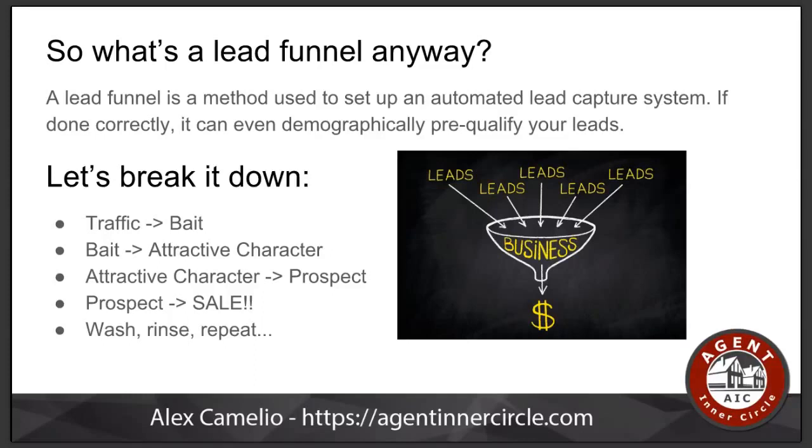Once you've captured them through bait, you want to walk through what's called building an attractive character. And you do this through what we're going to go through today, called a soap opera sequence. You send them an automated set of emails that will actually build the character of who you are, to the extent that they feel comfortable with you, they want to work with you, and they might reach out to you. Building that attractive character, we're going to cover some basic tactics for turning that into a prospect, and then turning that prospect into a sale, and then the whole wash, rinse, repeat. Ideally, this starts working on its own through these automations that you've set up.